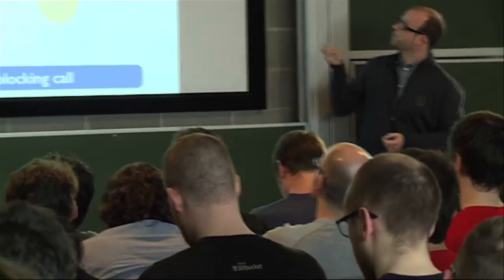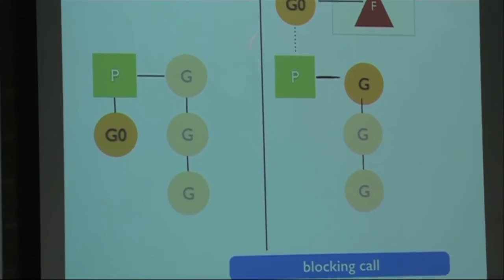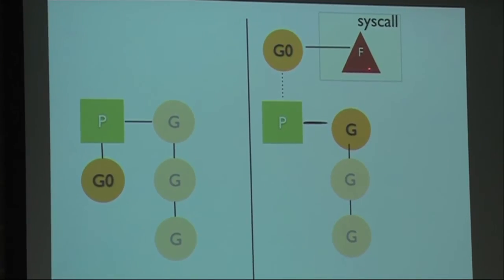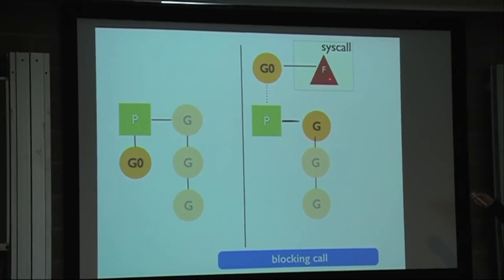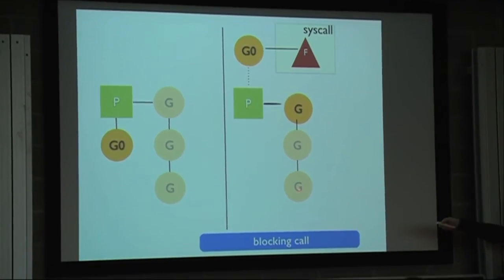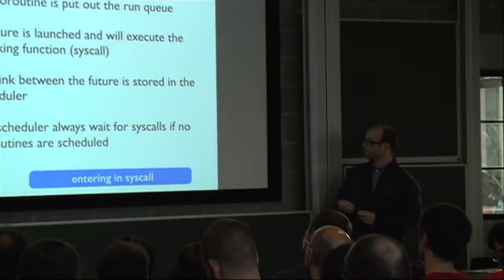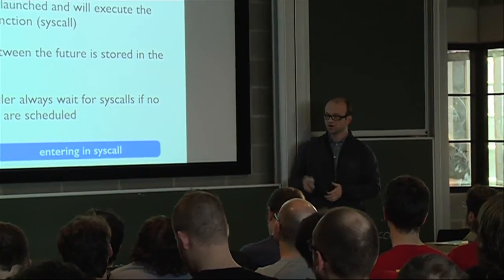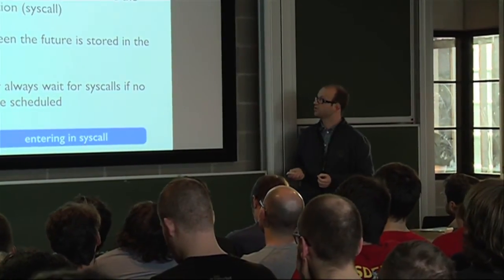So what happens when a syscall is done? You have your goroutine executed. It's put out of the queue. The next goroutine is executed, while the system call is executed in the future, in the thread. And when it finishes the call, so for example, the data is coming back to your socket, the goroutine is put back in the queue and executed the next time by the scheduler. Which is explained here. The scheduler always waits for system calls. If I have no more goroutines in the queue, and I have system calls running, it will wait for all the system calls.